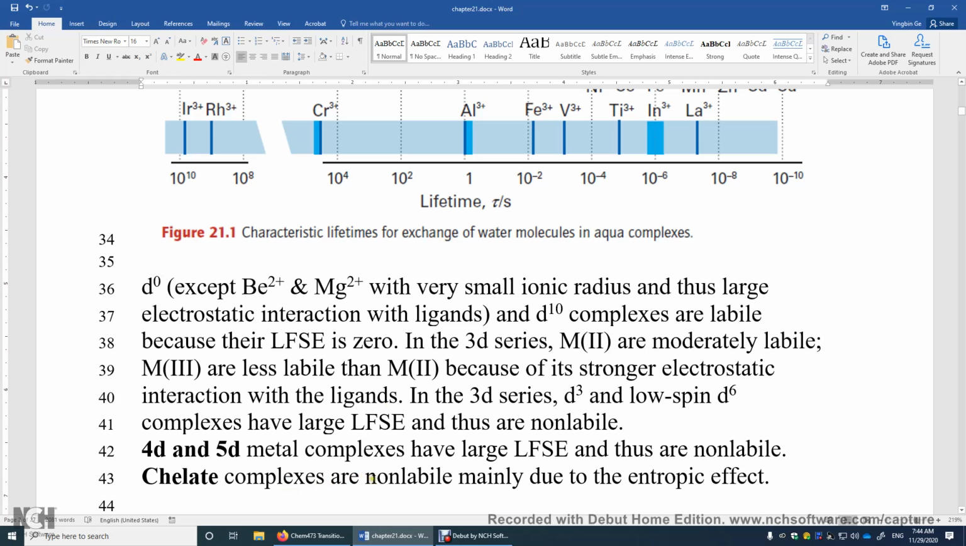Chelate complexes are non-labile, mainly due to the entropic effect. So let me give you a simple example, EDTA.